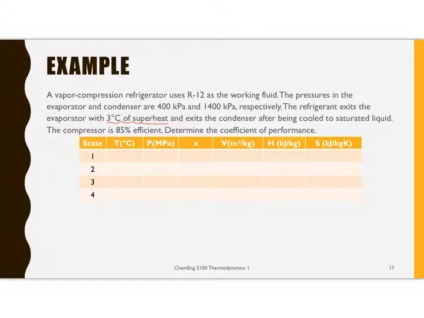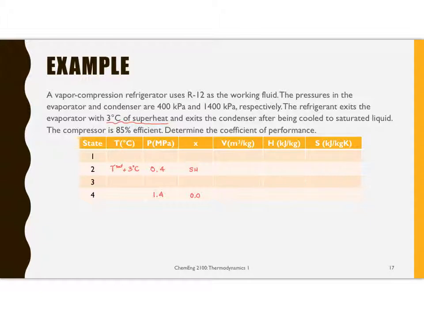So given this information, what they've told us is that the pressure at state 2 is 0.4 megapascals, and at state 4, it's 1.4 megapascals. I have a saturated liquid at state 4, but it is superheated at state 2 with 3 degrees C of superheat. Now what that means is that the temperature here is the saturation temperature plus 3 degrees C.